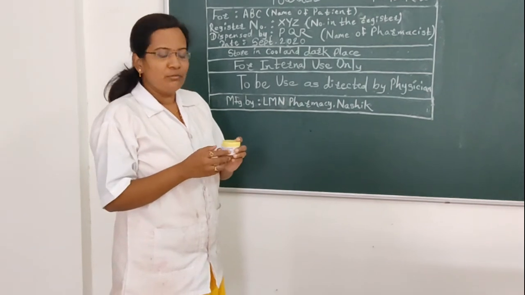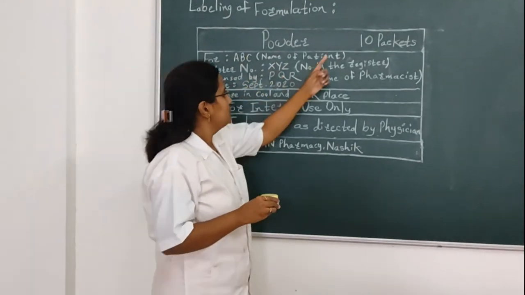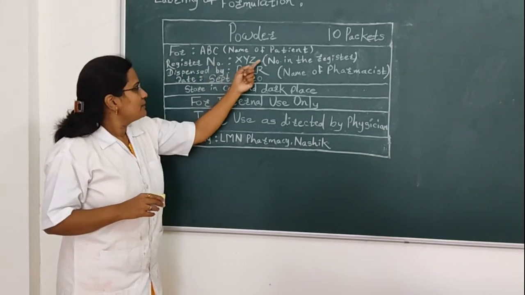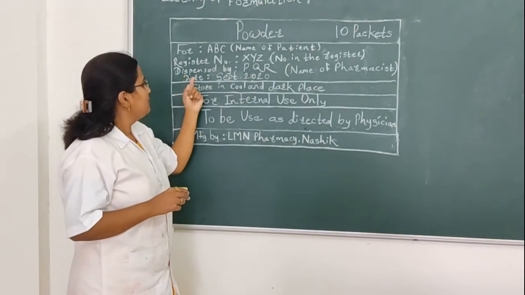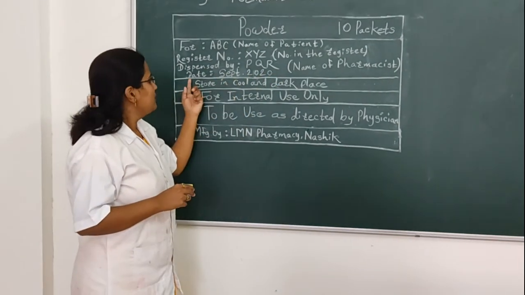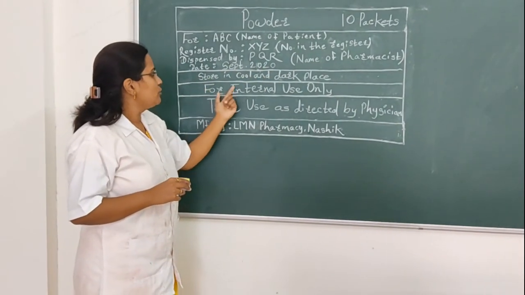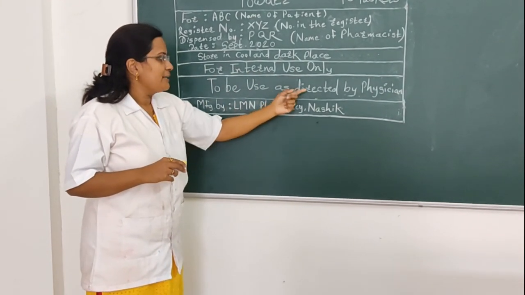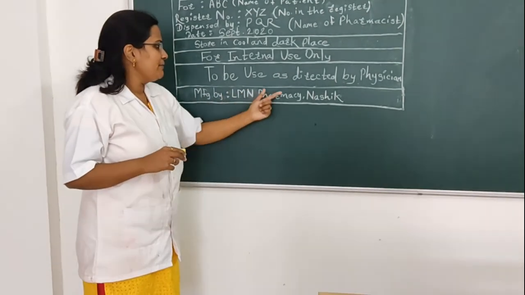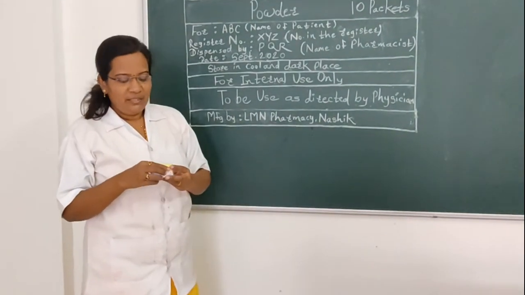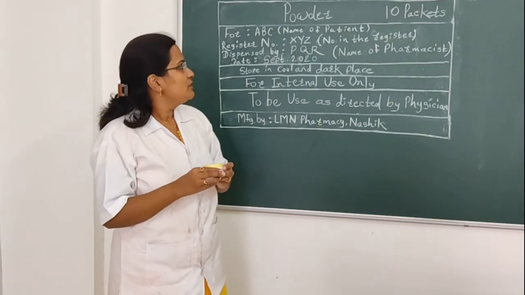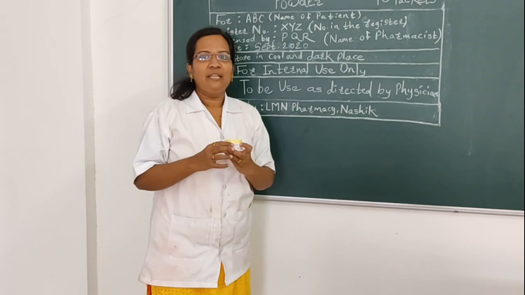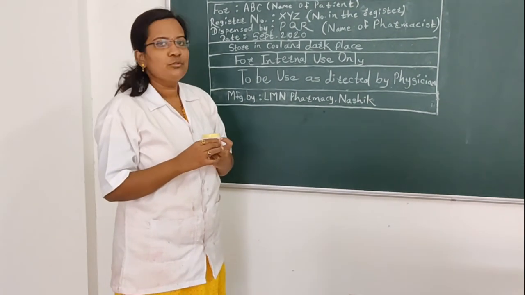So we will move towards labeling of the formulation. Powder containing 10 packets. For ABC, meaning name of patient, register number XYZ, meaning the number given in the register, dispensed by PQR, that is the name of the pharmacist, manufacturing date September 2020, store in a cool and dark place, for internal use only, to be used as directed by physician, manufactured by Element Pharmacy Nasa. Result: the 10 packets of this powder are submitted in this wide mouth bottle. The instruction on the label is for internal use only. Thank you.